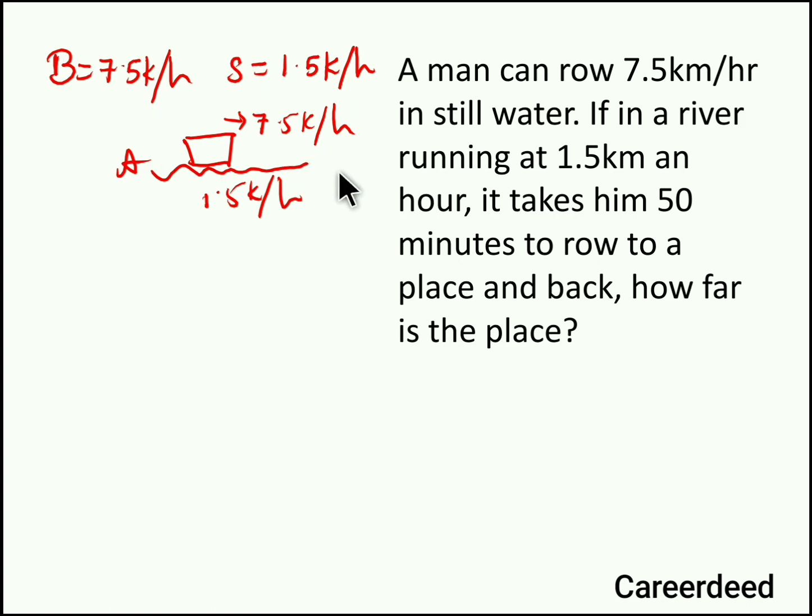So starting point be A and ending point B. From A to B as well as from B to A, he could cover the entire journey in 50 minutes. So he is traveling both in downstream as well as in upstream. Here you have to find the distance between A and B.